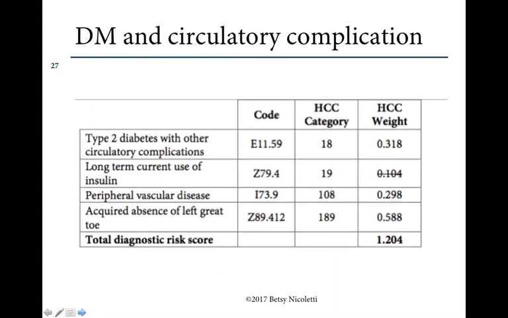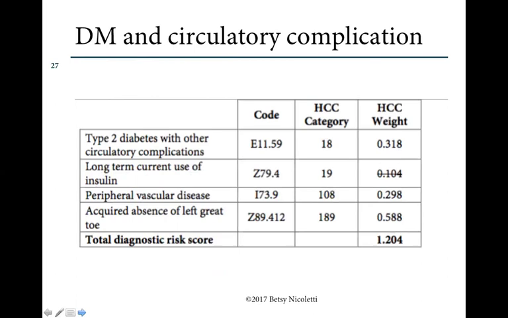So if all I coded was type 2 diabetes uncomplicated, I would have an E11.9. I have a low risk score for that. But if the physician or nurse practitioner or PA in the assessment and plan noted that it was other circulatory complications, I get the higher weight. The long-term use of insulin doesn't count because I have a higher weighted code that's related. So the type 2 diabetes is higher rated, it's got a higher weight, and so adding that Z code for long-term use of insulin doesn't get us a higher score.